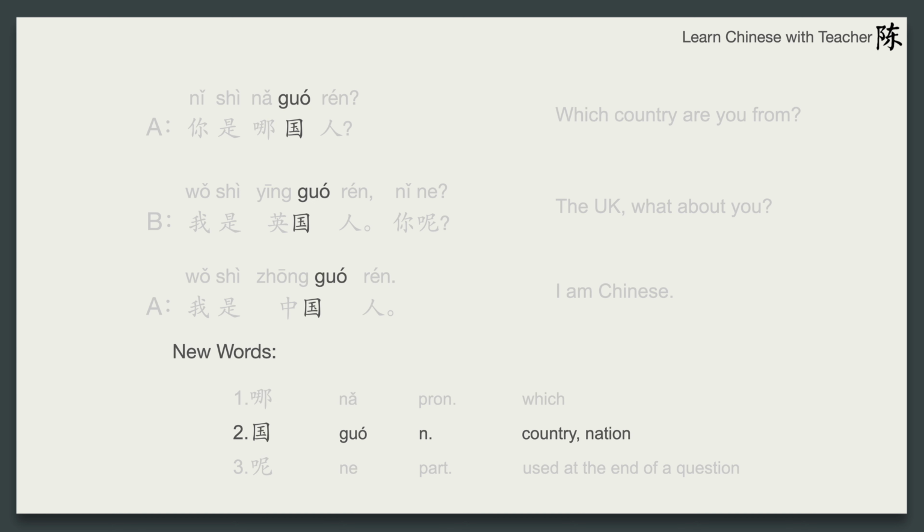国 is a noun, means country or nation. Ne is a particle. It also has several meanings. In this conversation, it is used at the end of a question. I'll explain it later in the lesson.